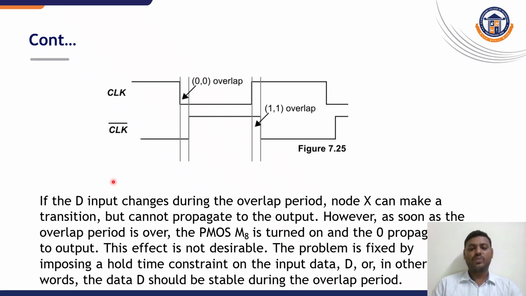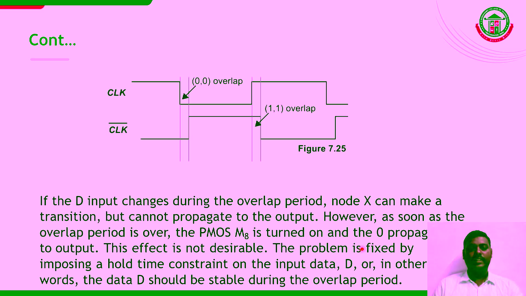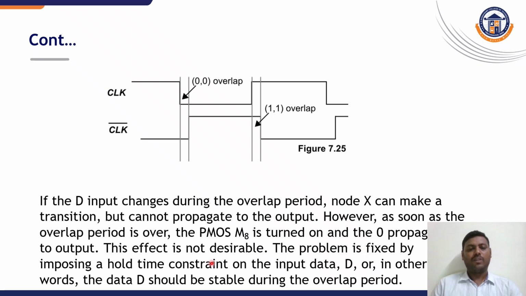If the D input changes during the overlap period, node X can make a transition, as I said earlier, but cannot propagate to the output. However, as soon as the overlap period is over, the PMOS for the 00 overlap and the NMOS for the 11 overlap propagate the value to the output. However, this effect is not desirable. The problem is fixed by imposing a hold time constraint on the input data. Or in other words, the data D should be stable during the overlap period. This is another disadvantage of using the clock skew insensitive C2 MOS register.